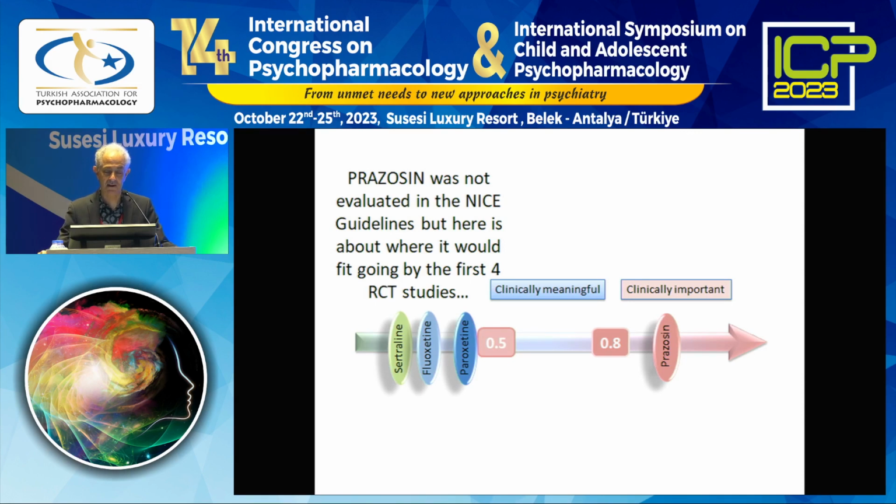Prazosin was not evaluated in the NICE guidelines. Their studies were too small to be considered. But here's about where it would be if you at least considered those first 4 studies that I showed you. It'd be way up here above the 0.8.